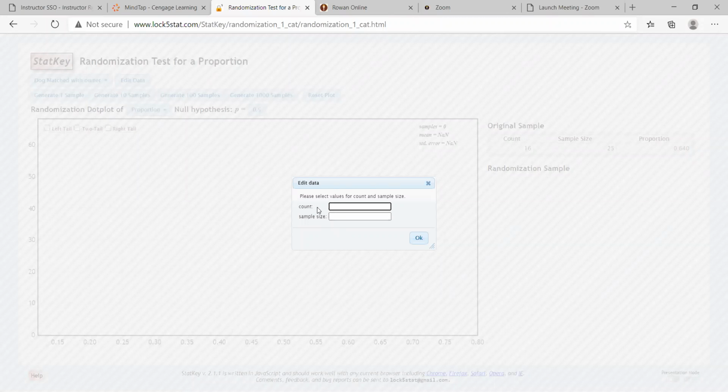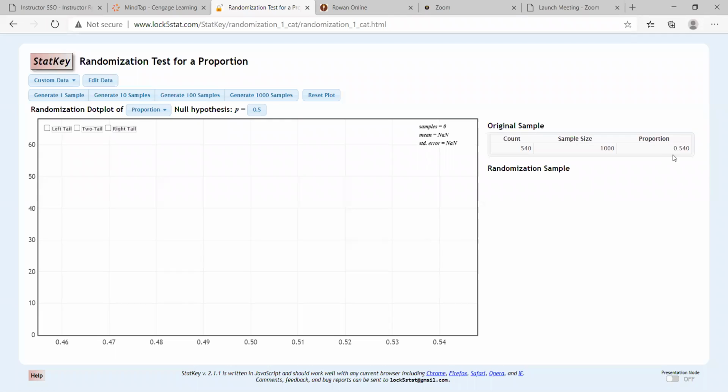A proportion, remember, is the count divided by the sample size. For example, a political poll, you're counting the number of people who like candidate A out of so many people who are surveyed. So if we sampled 1,000 people and 540 of them like candidate A, it means our proportion is going to be 0.54, and you can see it right over here. All right, so the count divided by the sample size is the proportion. So this would be the sample proportion.